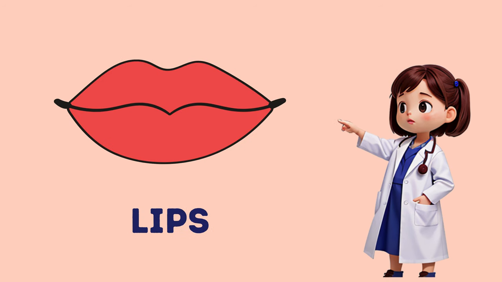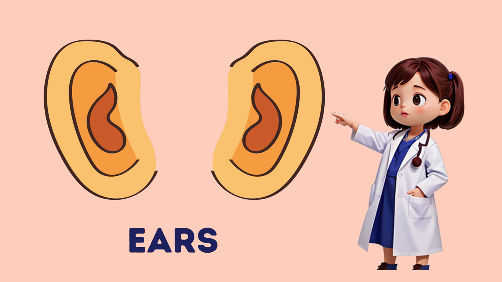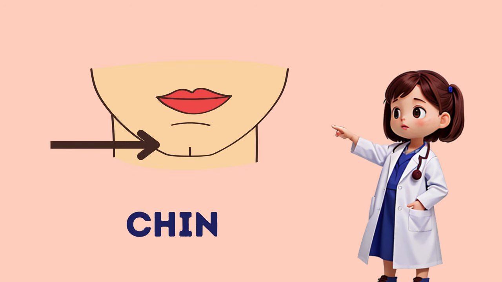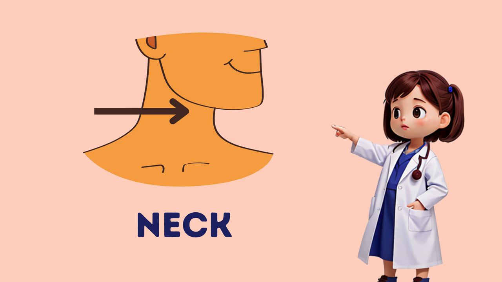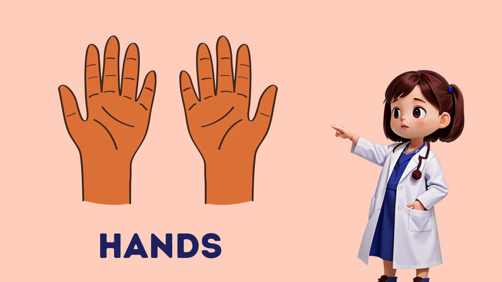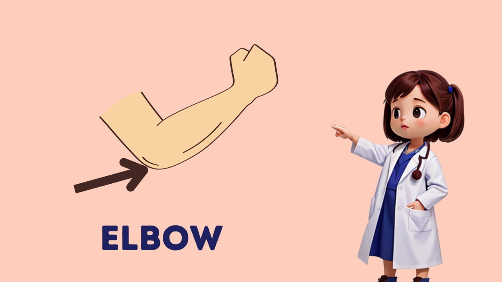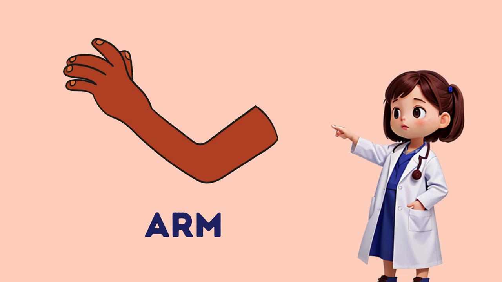What is this? Tongue. What is this? Lips. What is this? Ear. What is this? Chin. What is this? Neck. What is this? Hands. What is this? Elbow. What is this? Arm.